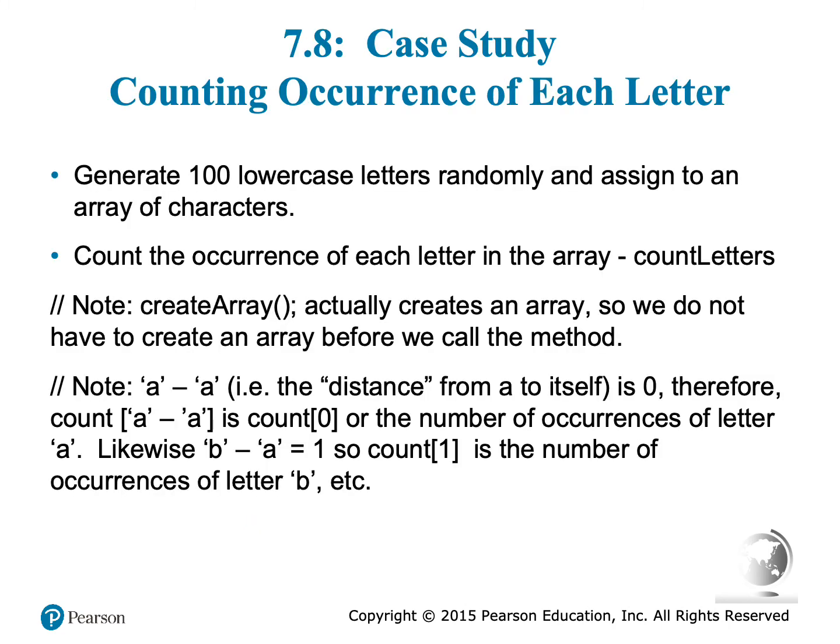Consider case study 7.8 that presents the program count letters in array, which counts the occurrences of each letter in an array of characters named chars and stores those counts in an array called counts. Counts has a size of 26, where counts sub 0 represents the number of A's, counts sub 1 the number of B's, etc., and finally counts sub 25 is the number of Z's. The array chars is initialized by randomly generating 100 lowercase letters, thus it has a size of 100, and utilizes the random character class presented in listing 6.10.